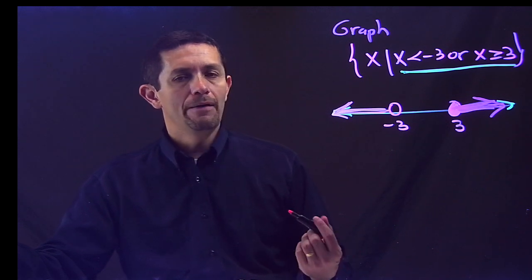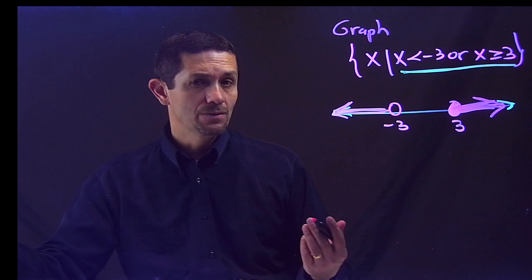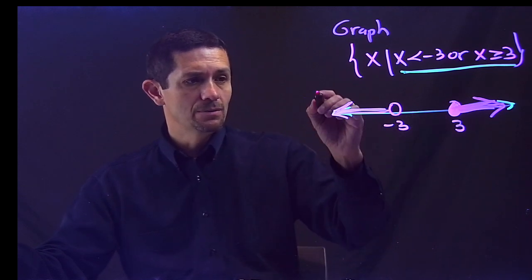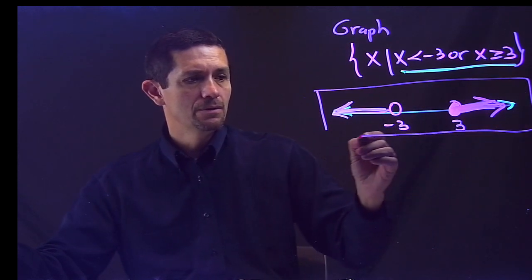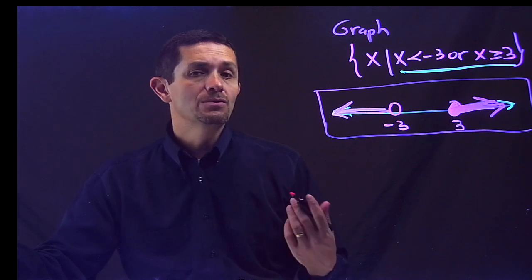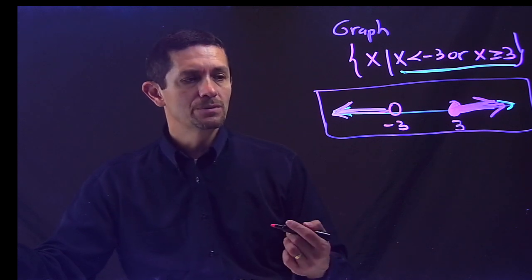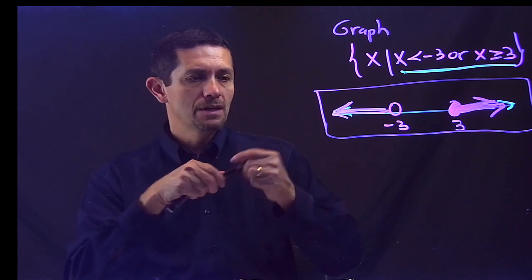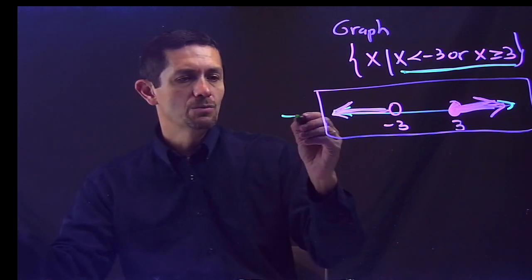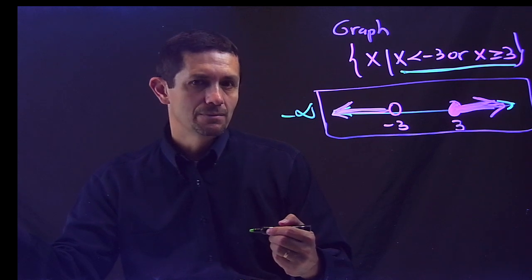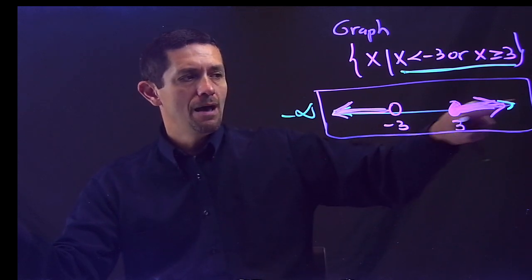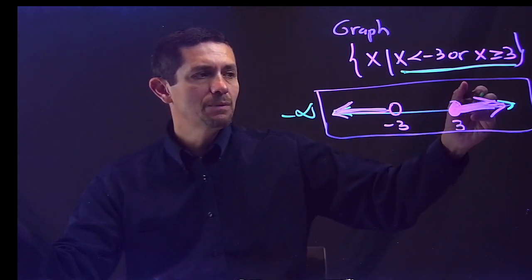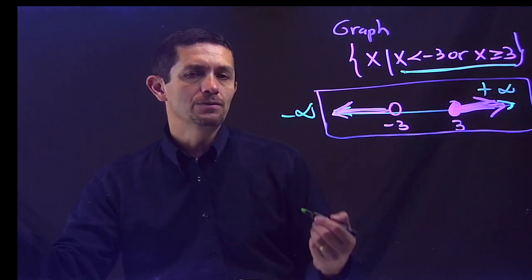If I need to write the interval notation of this, technically this is your answer. We're done. If they ask me for the interval notation as well, here is what I'm going to do. I'm going to look at these arrows. You see that this arrow is pointing to the left, so the smallest value I can have on the left is negative infinity. That arrow is pointing to the right, so the biggest value I can have on the right is positive infinity.